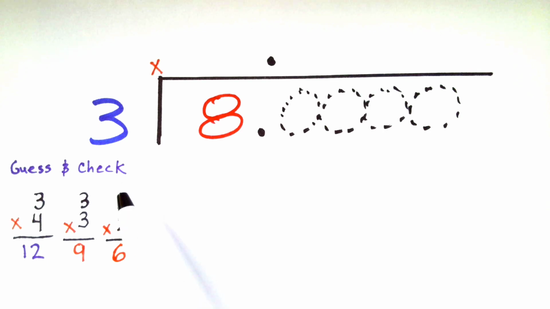Now I want to start off by reviewing guess and check with you. You're going to guess what numbers times 3 get you closest to your target up here without going over, right? So I start off with 3 times 4, that's 12. 3 times 3 is 9. 3 times 2 is 6. So 3 times what number gets me closest to 8 without going over? Well, 3 times 3 is 9 and 3 times 4 is 12. Both of those products are greater than 8, so that won't work. 3 times 2 is 6.